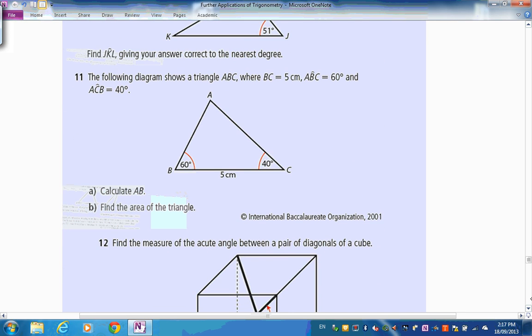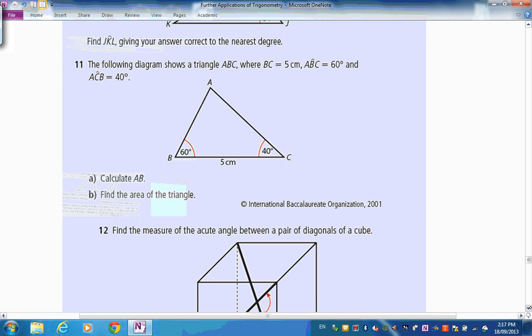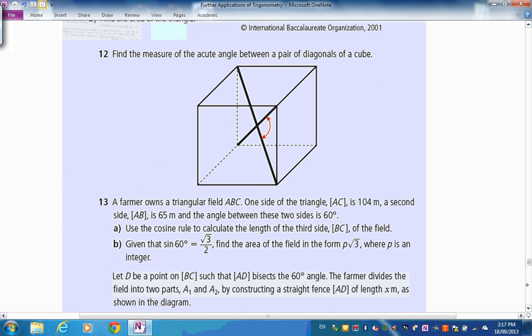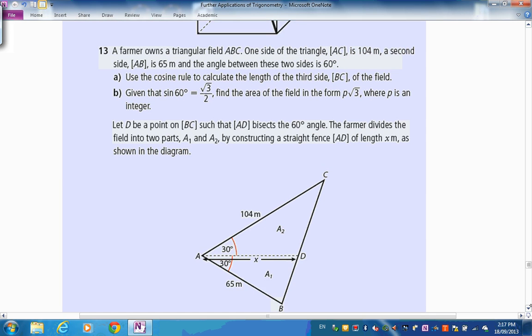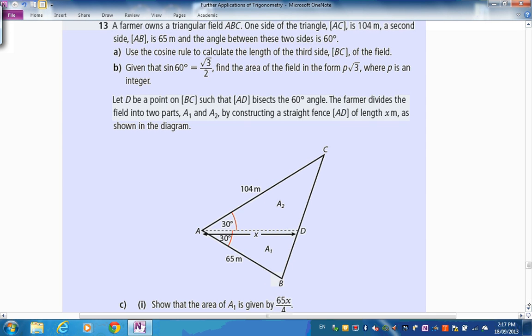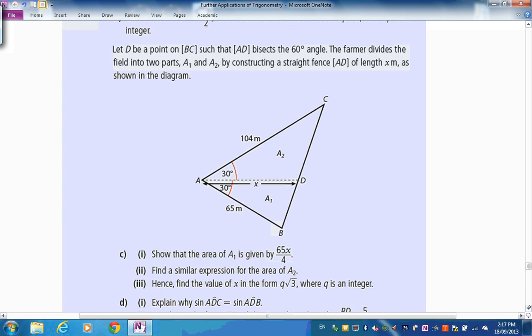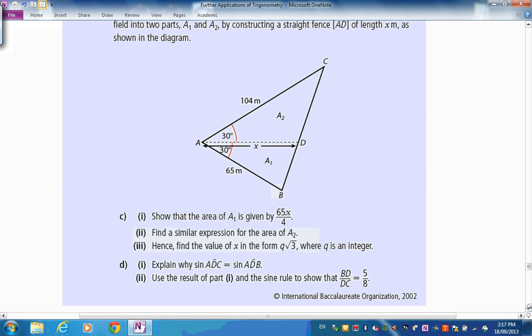Question 11, question 12, and 13. Let's just see if we can get it all up there. I think it fits on. Not quite. Okay, let's do C and D. Okay, let's look at the solutions to those.